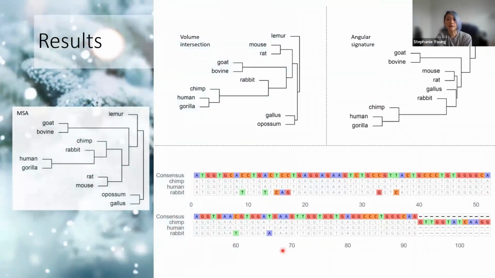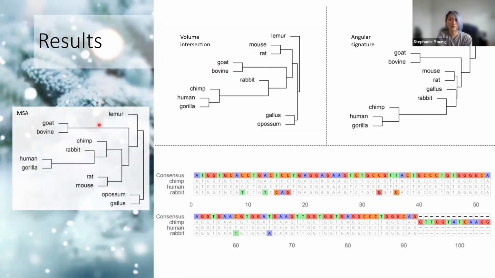Now, in order to assess the performance of the distances generated, phylogenetic trees were generated and compared to those built using well-established multiple sequence alignment methods. I have here results from analyzing the coding sequences of the first exon of the beta globin gene. In the top are results using the volume intersection method, as well as the angular signature. Other features produced results that were very similar. On the left is a tree generated after aligning with Clustal Omega.